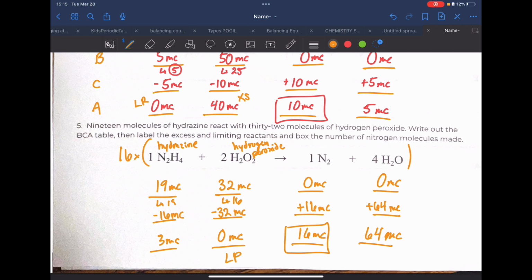As you know, hydrogen peroxide is our limiting reactant because it went to 0 and we ran out of it. It's limiting how much product we can make. And our hydrazine is our excess because we have some left over. If we had more hydrogen peroxide, we could make some more product because we have some extra hydrazine.